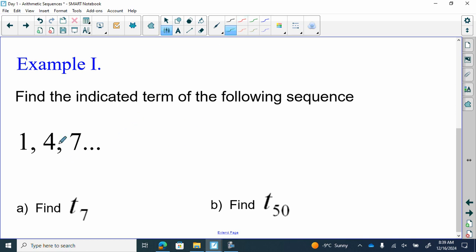First of all, is this arithmetic? Yes or no? Yes. How do you know? It's going up by 3 each time. The common difference, if you were to find it, would be term 2 minus term 1, or 4 minus 1, would equal what? 3. Do I get a 3 if I take term 3 and subtract term 2? 7 minus 4? Yes, it's a constant. So we can assume that it's a constant the whole way. What is the first term? A is 1.